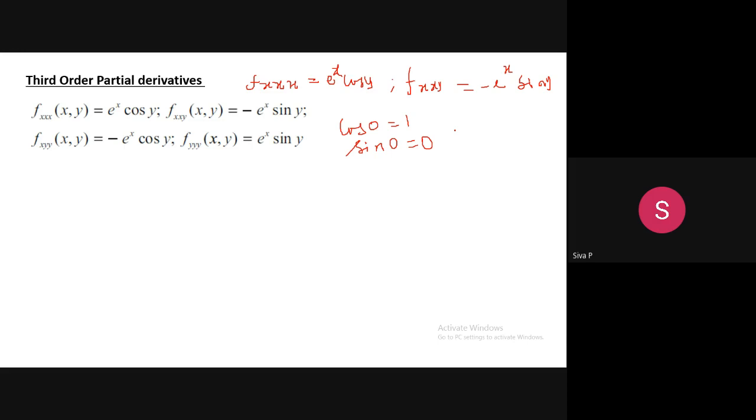Next, we have to substitute that 0 comma 0 value. Write the heading f of x comma y under partial derivative values at 0 comma 0. That means partial derivative values means first order, second order, third order values at 0 comma 0.